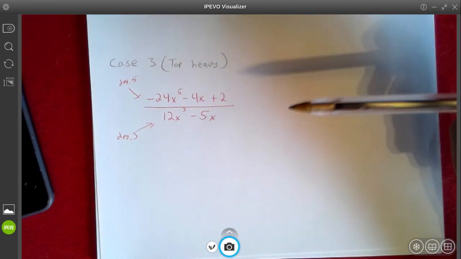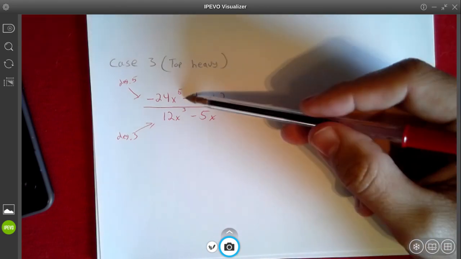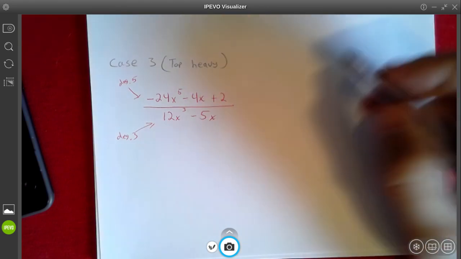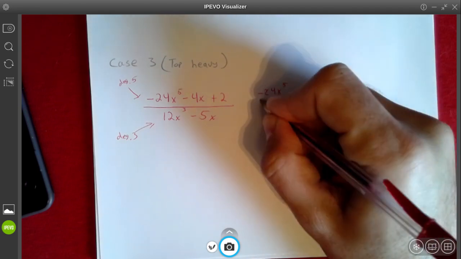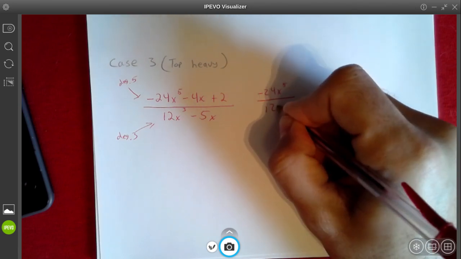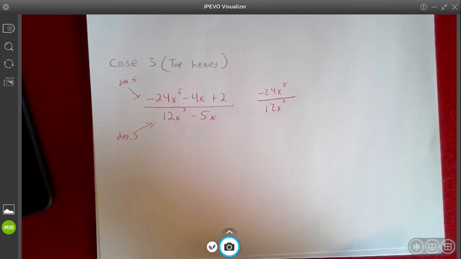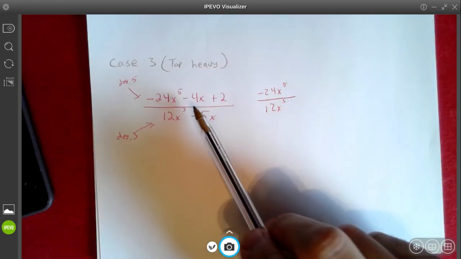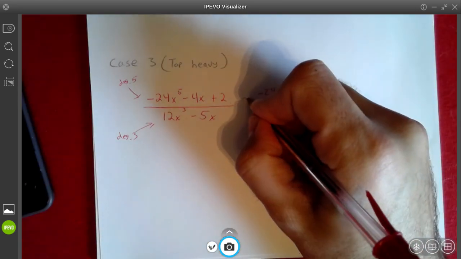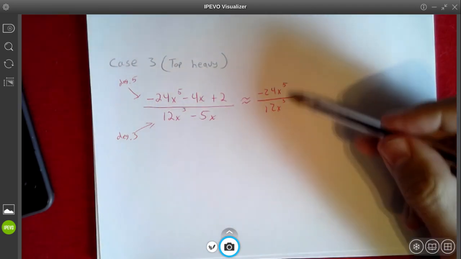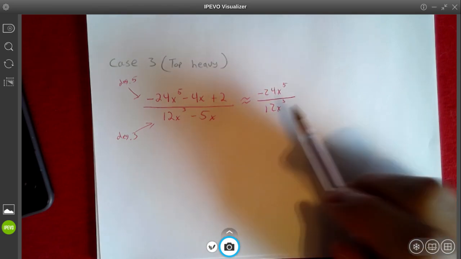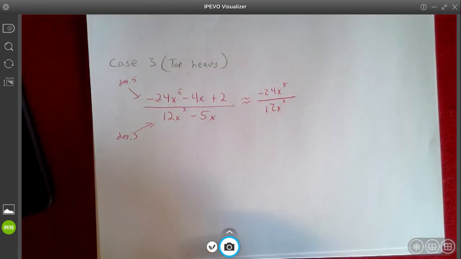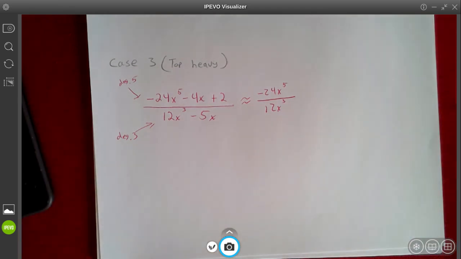As the x values get super, super large, these terms right here don't really matter so much. The only thing you need to focus on is the negative 24x to the 5th over 12x to the 3rd. You could say that as x gets big, this function kind of approximately equals this right here. Now, what you want to do is simplify this expression and then use those end behavior rules from our polynomial side to answer what the end behavior is.